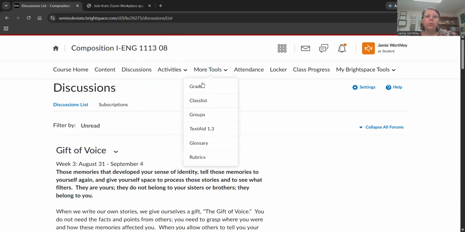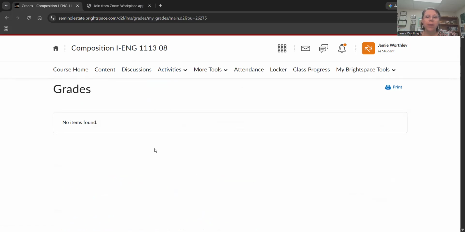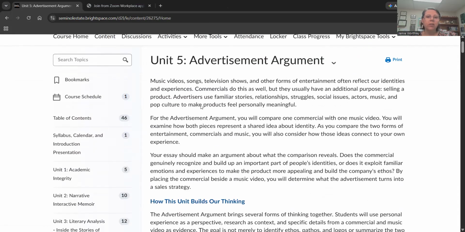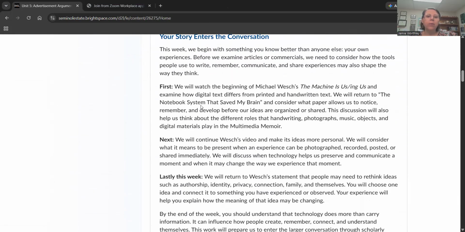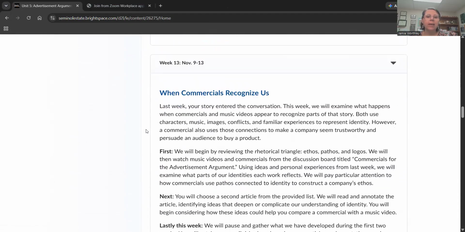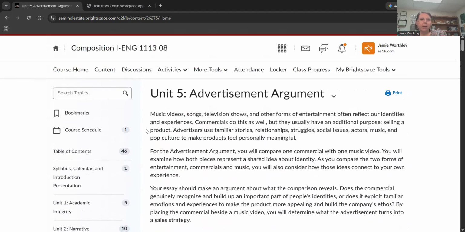But you will need more tools and grades, right? So that's how to find your grades. Of course, we don't have any grades just yet, but that's where to find your grades. All right. So, hopefully that answers any questions. Everything should just be in content. I know there's 1 week that you're working with the groups, but I think that's also in that. So that's how to navigate Brightspace.